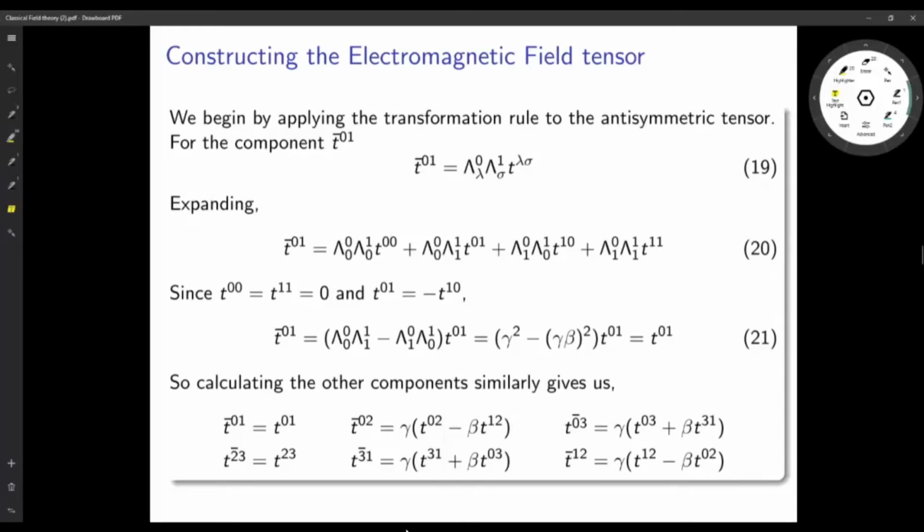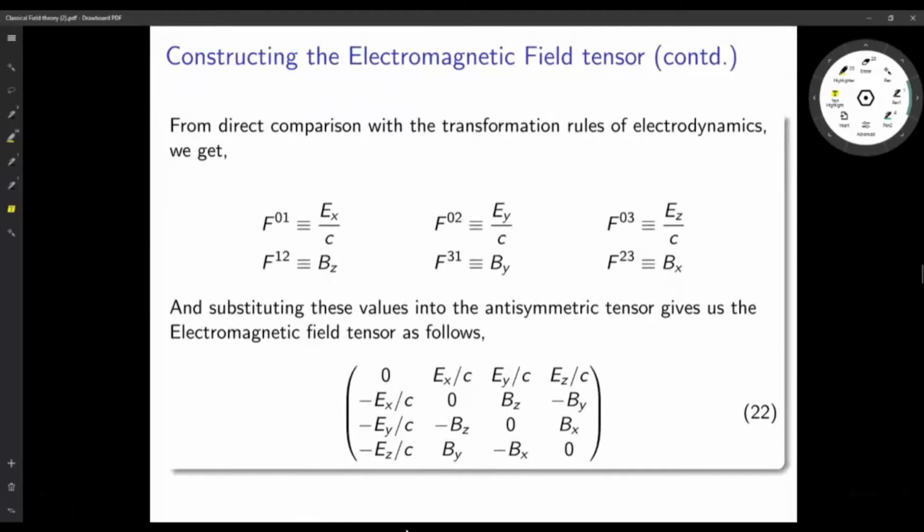If we do that to your other components, so there are only 6 components here, right? Because of your antisymmetric tensor. So if you do this entire step for each of those 6 components, you get this set of 6 equations right here, okay? Where beta is your V by C, as mentioned in our Lorentz transformation equation. So go down.